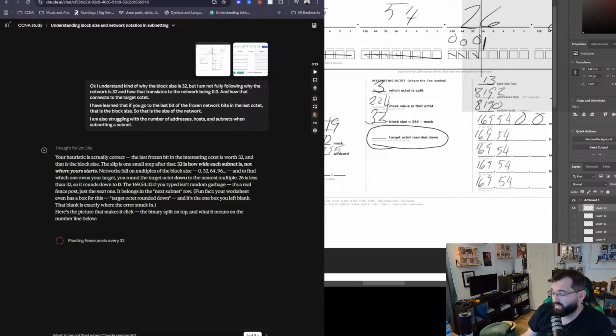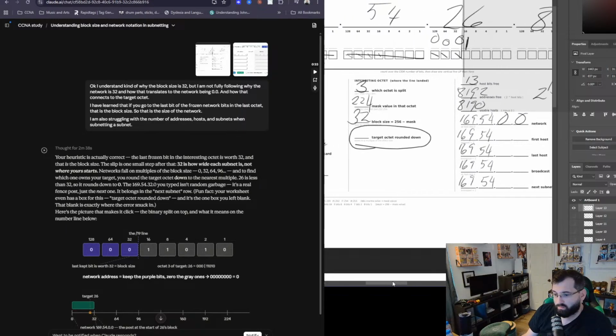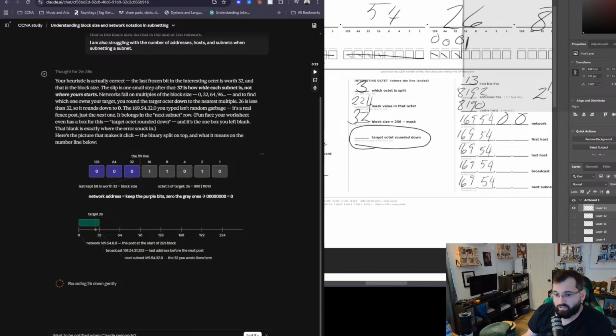So this is how big the subnet is? I think this is what you were just talking about. Last kept bit is worth 32, block size. Octet size target 26. Network address equals keep the purple bits, zero the gray ones out. Yeah, I know that.